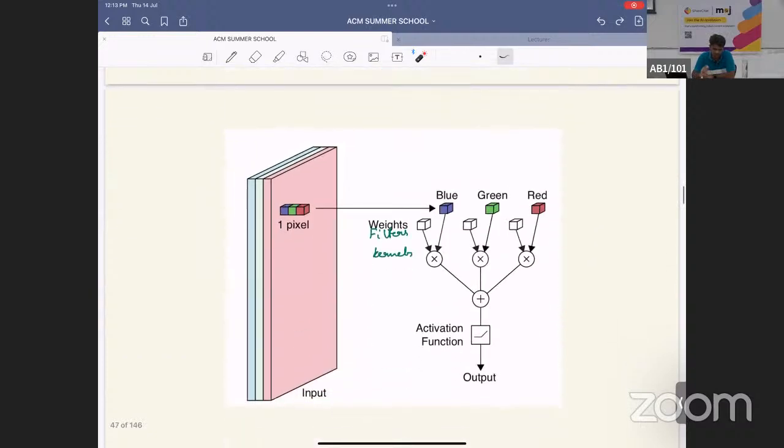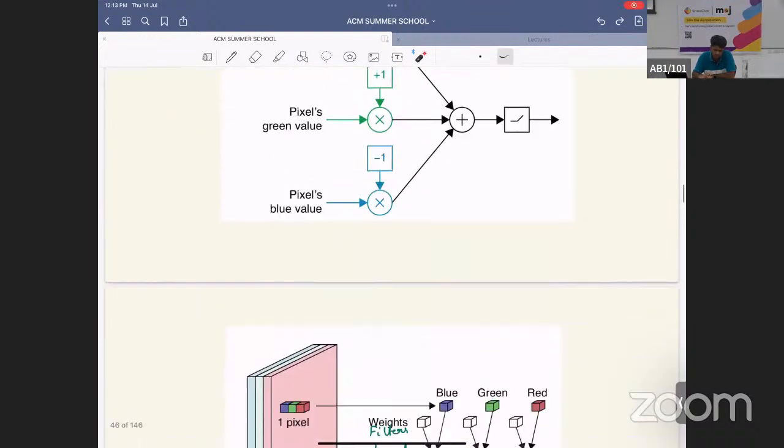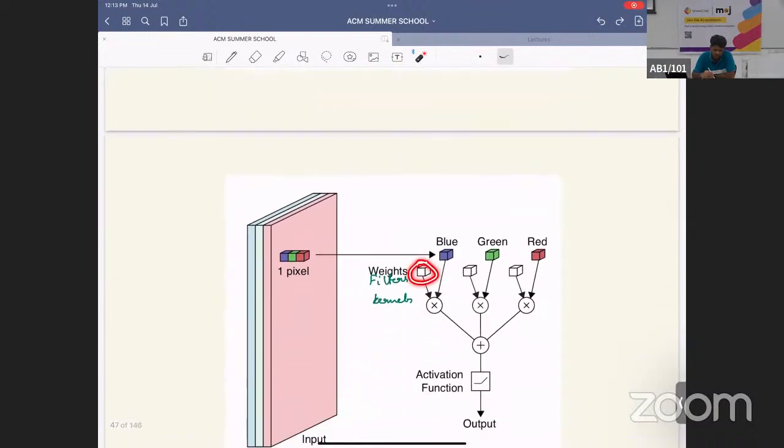Okay, so now these weights we are using, we can call them filters or kernels. For this problem, we are always going to detect whether the particular pixel is yellow or not, right? So the weights are not going to change for every pixel location. Everyone agree?